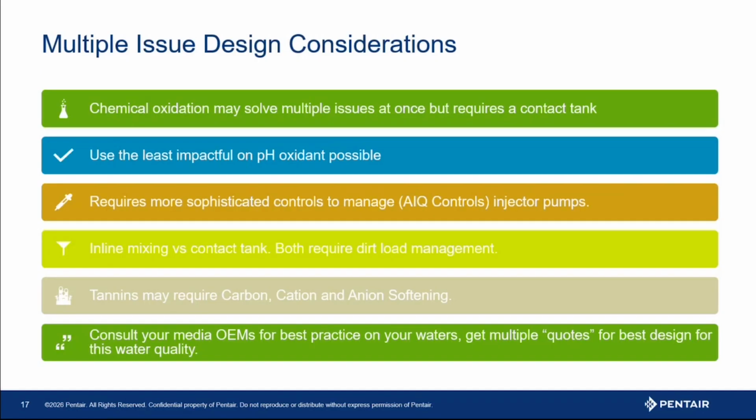Use the least impactful on pH oxidant possible. Not all chemical oxidants will affect pH, and some of them need to be in a proper pH range to be effective. Chlorine's one of those. Too high of a pH, you're using the chlorine to balance your pH, and too low of a pH, chlorine isn't even an active oxidizer. So chemical oxidizer may solve multiple issues at once, but it's going to require a contact tank to do that.